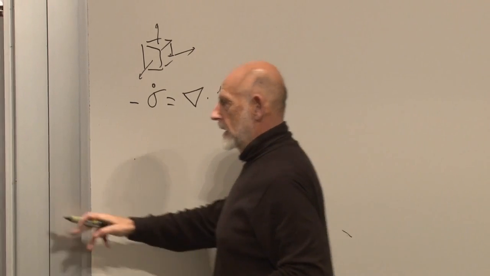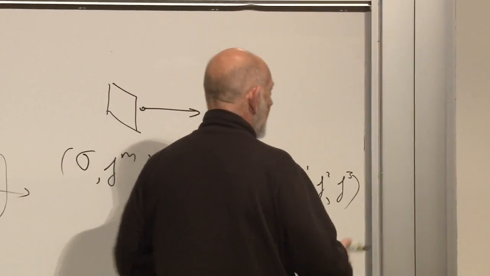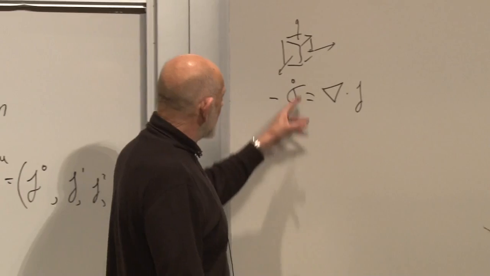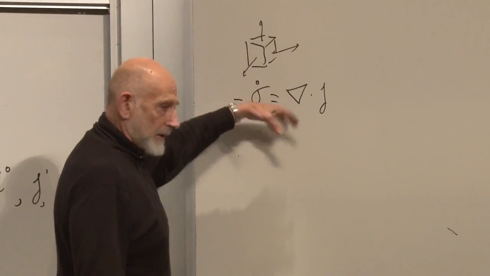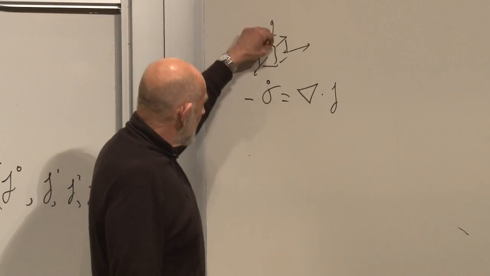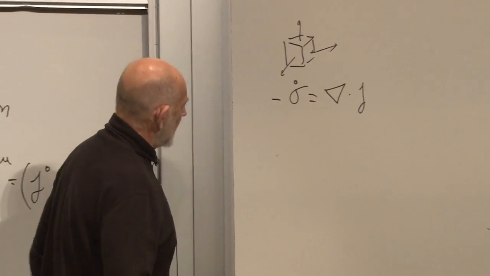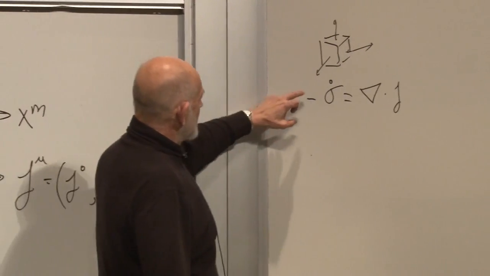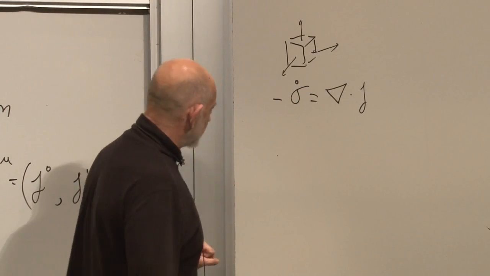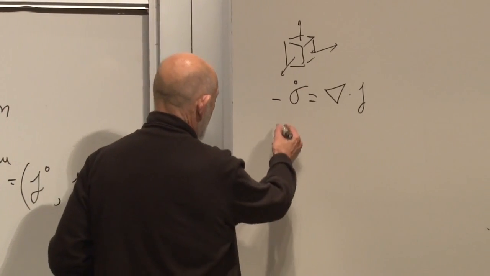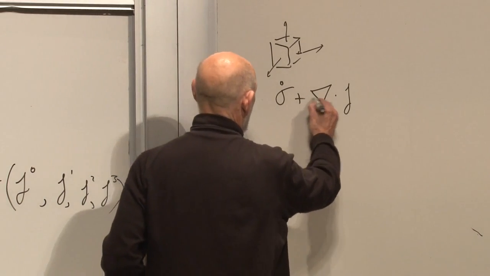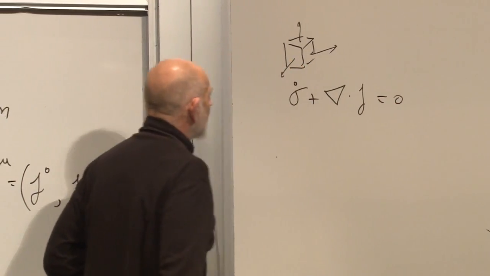The same current here. The divergence of the current is simply the total amount of current passing out of that small box, the divergence of the current in the vicinity of the box. That's the current passing out, and this says that sigma dot is minus the divergence of the current. We can also write this as sigma dot plus the divergence of the current is equal to 0.